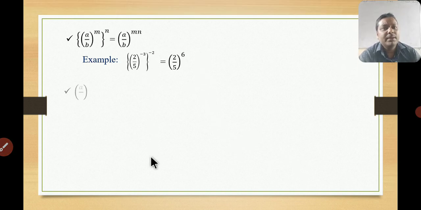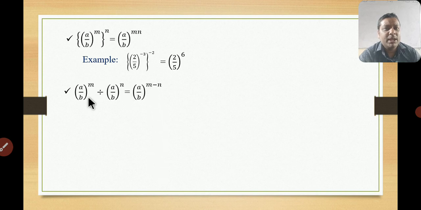Okay. Now the fourth property, if a by b has a power m, again a by b has a power n, but in between there is a division sign. You can see the base is the same but the exponents are not the same, and instead of multiplication, division is given. In multiplication we added both the exponents, but in division we will subtract, because we know that multiplication and division are opposite to each other. So plus and minus are also opposite to each other, so we will subtract.